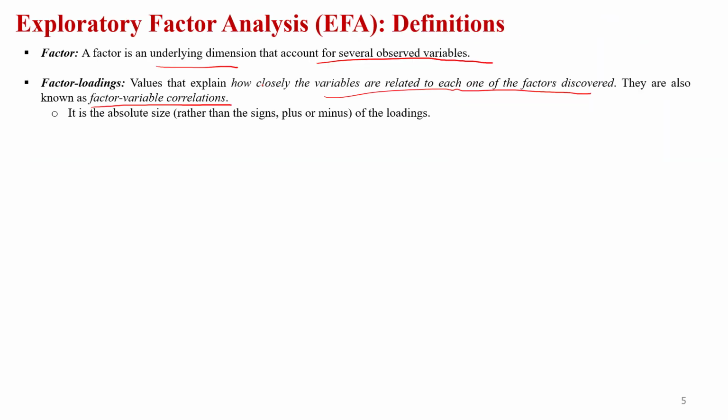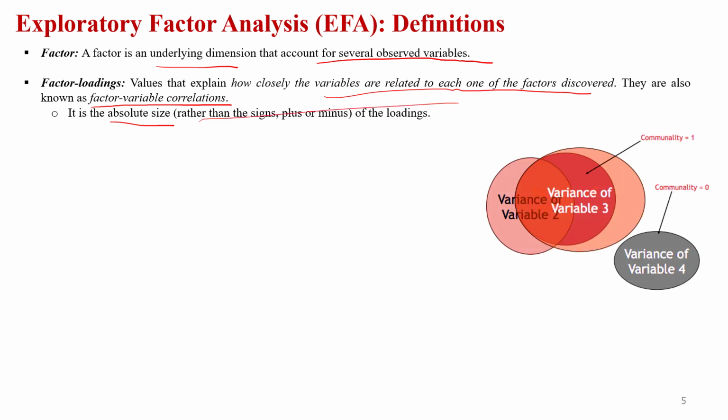Okay. So the factor loadings are basically the correlation between a particular variable and the factor, and it should be the absolute size. When we are talking about correlation, it could be from -1 to +1, where a negative correlation indicates an inverse relationship. But when we are talking about factor loadings, these are the absolute size. They do not depend on any particular sign.